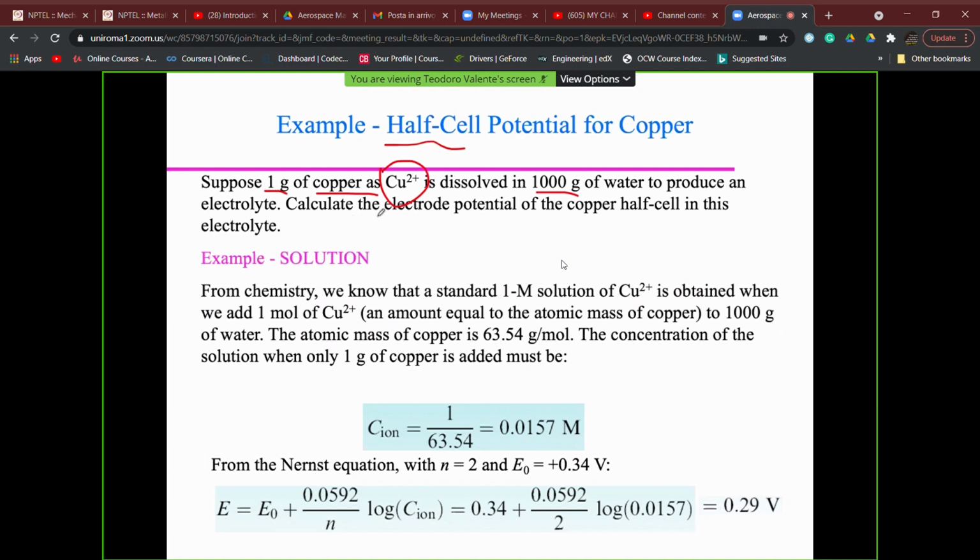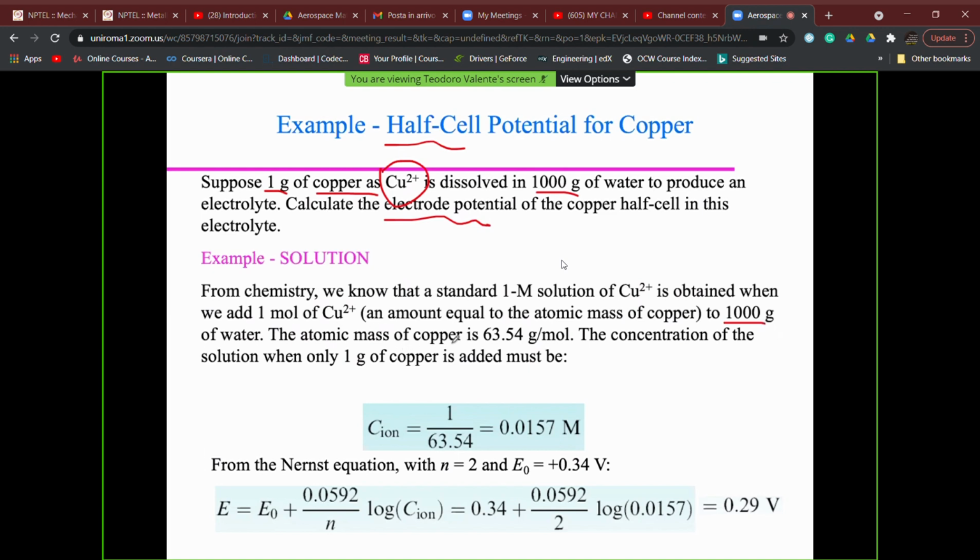And the question is, calculate in these conditions which is the potential of this electrolyte. Well, how to solve this? From chemistry, we need to recall some chemistry concepts. We know that a standard 1 mole solution of copper 2+ is obtained when we add 1 mole of copper 2+, that is an amount equal to the atomic mass of copper, into 1000 grams of water.